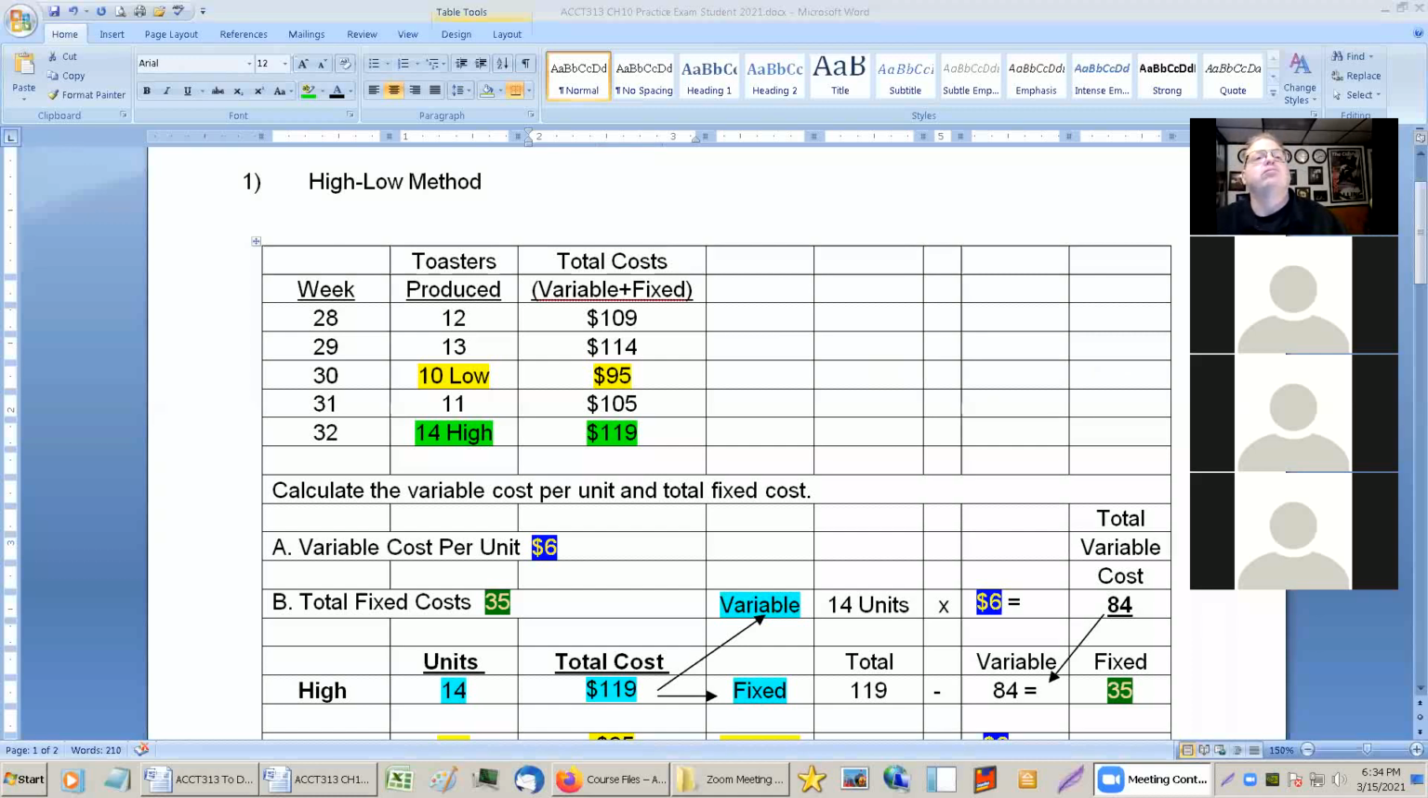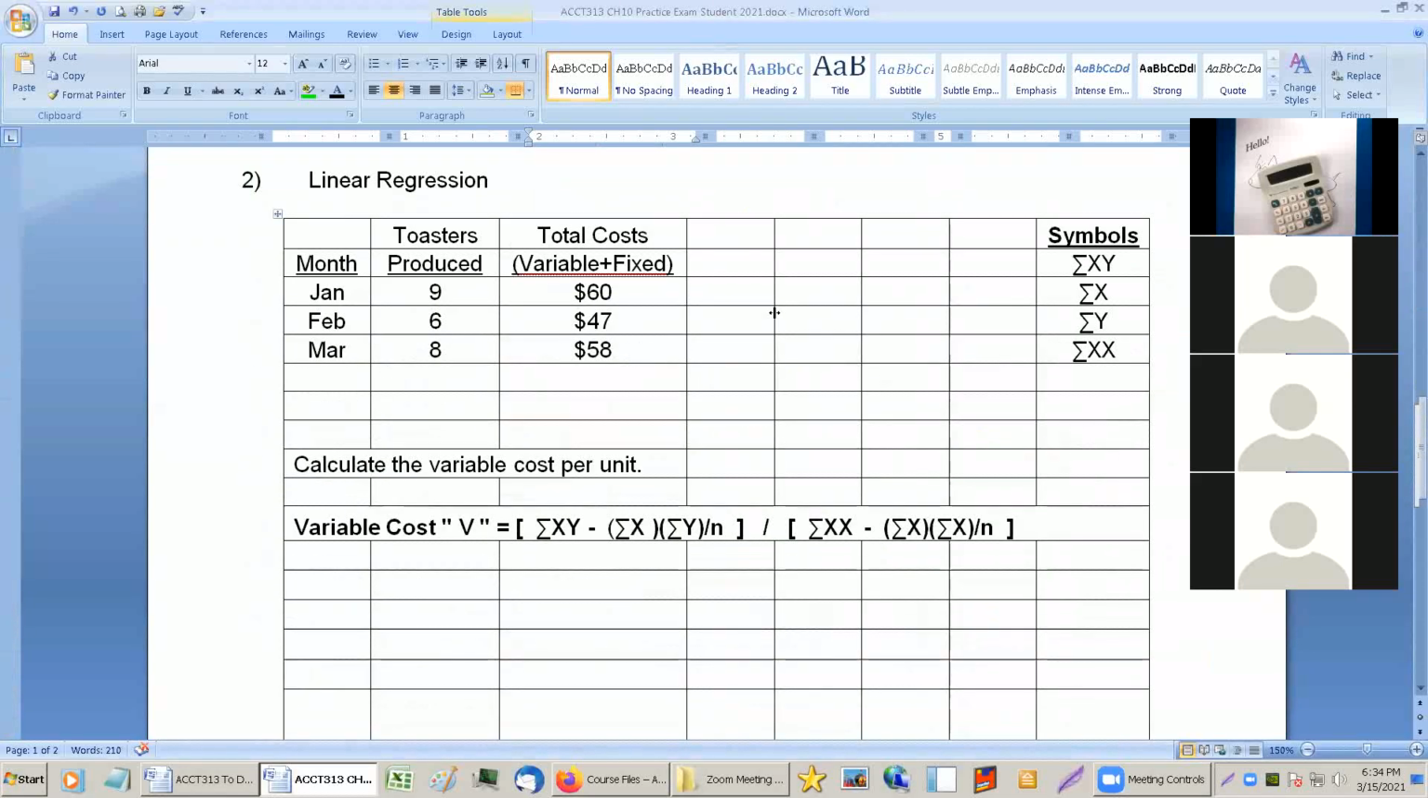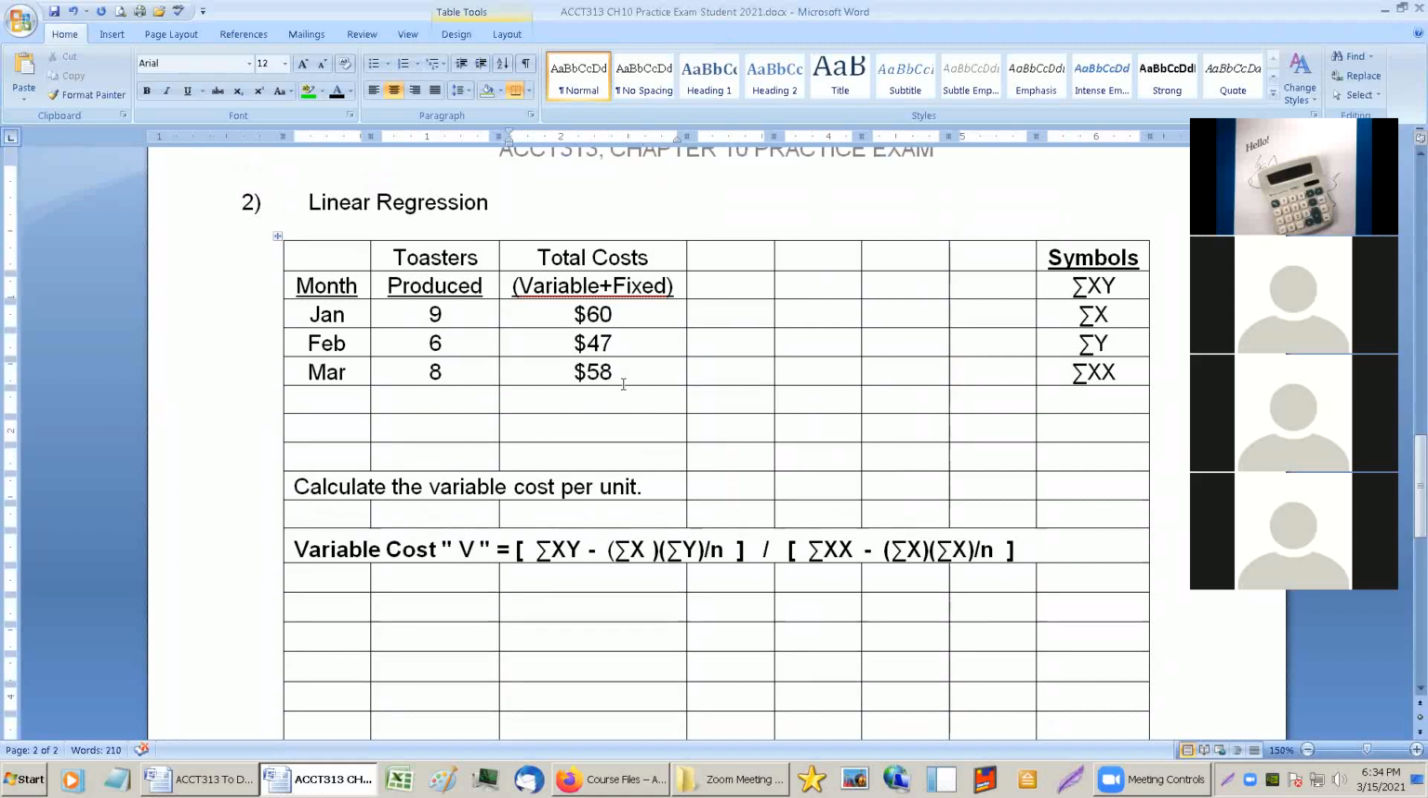Okay. All right. Let's go to the one that's more difficult, but people tend to miss less. And that is this one. Make those red.